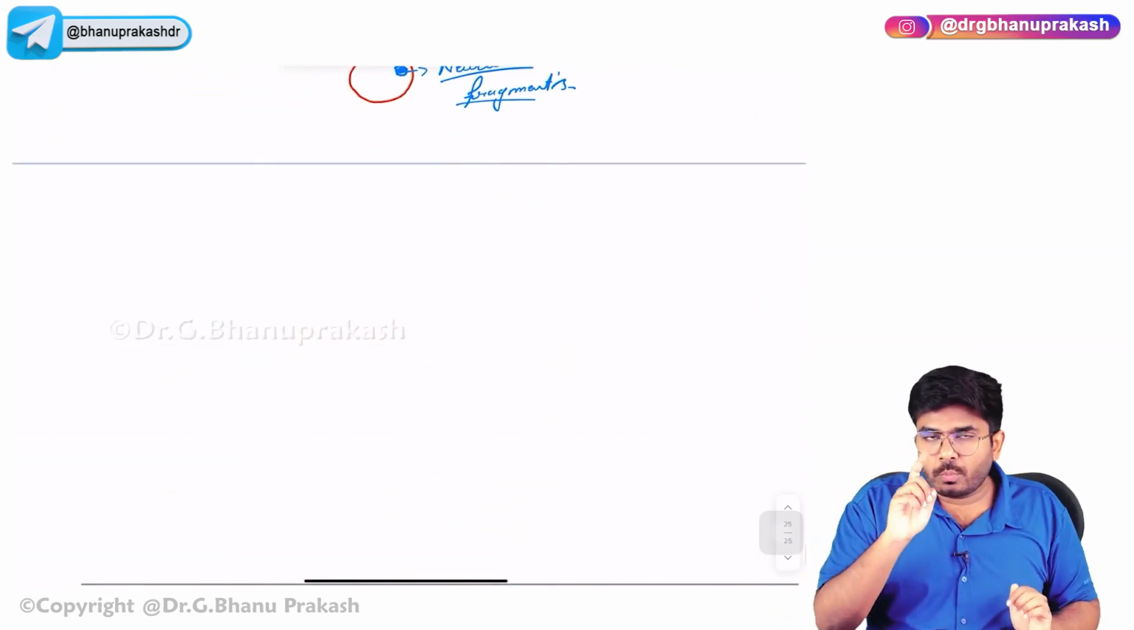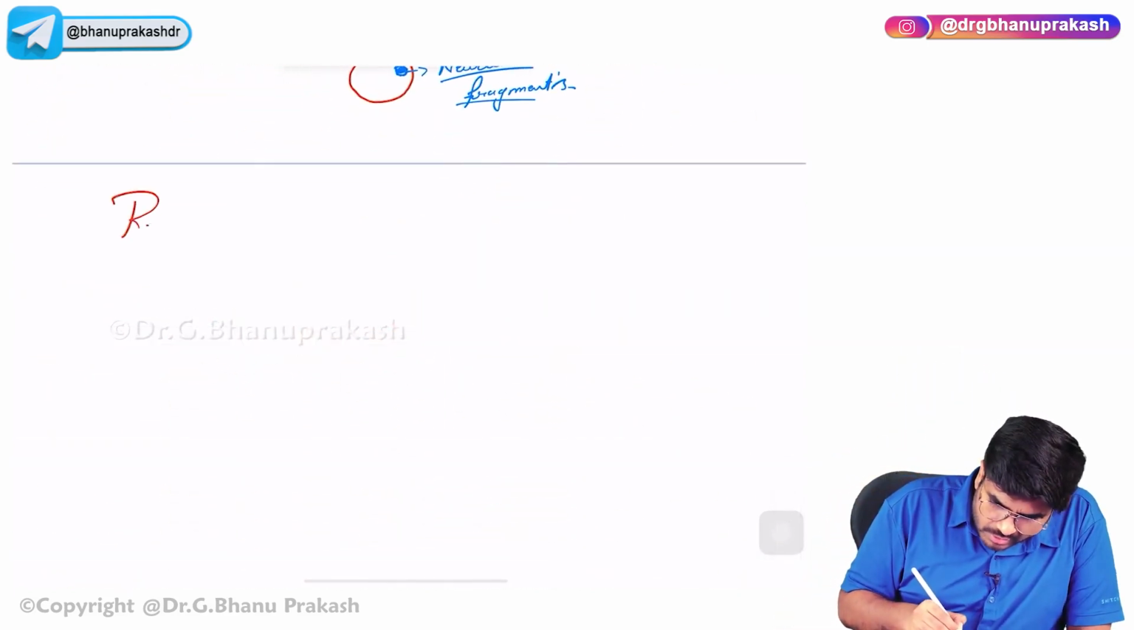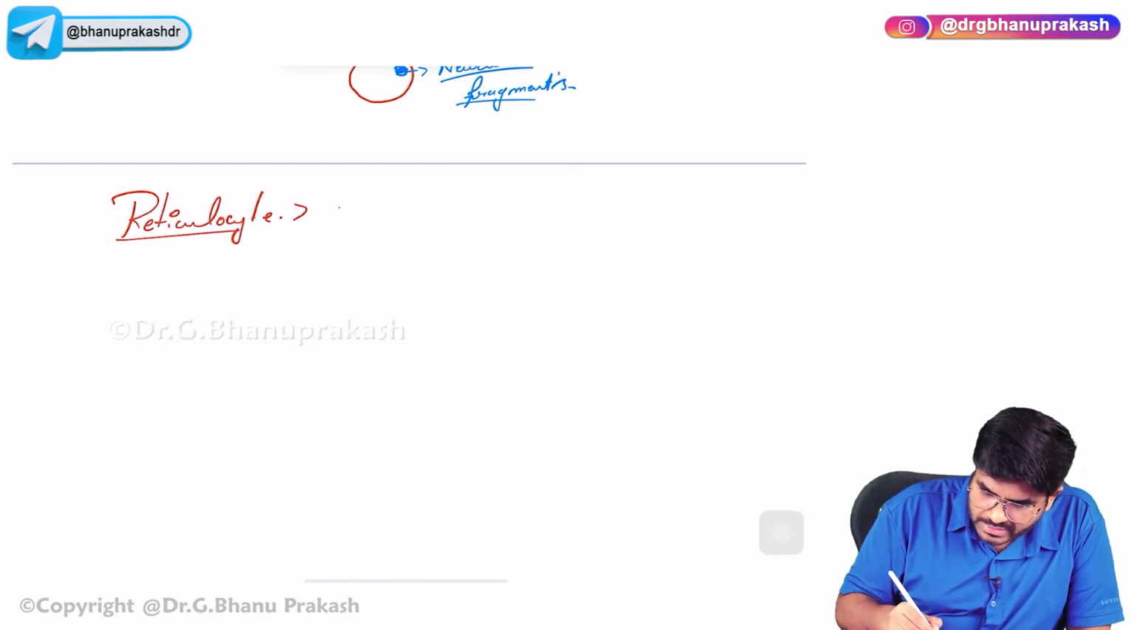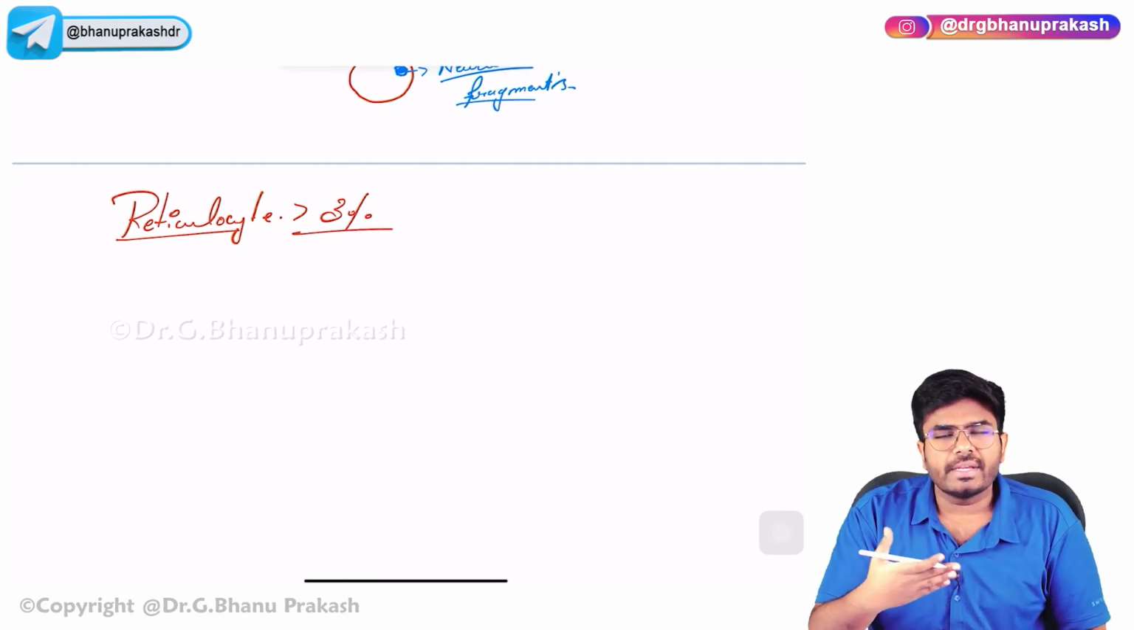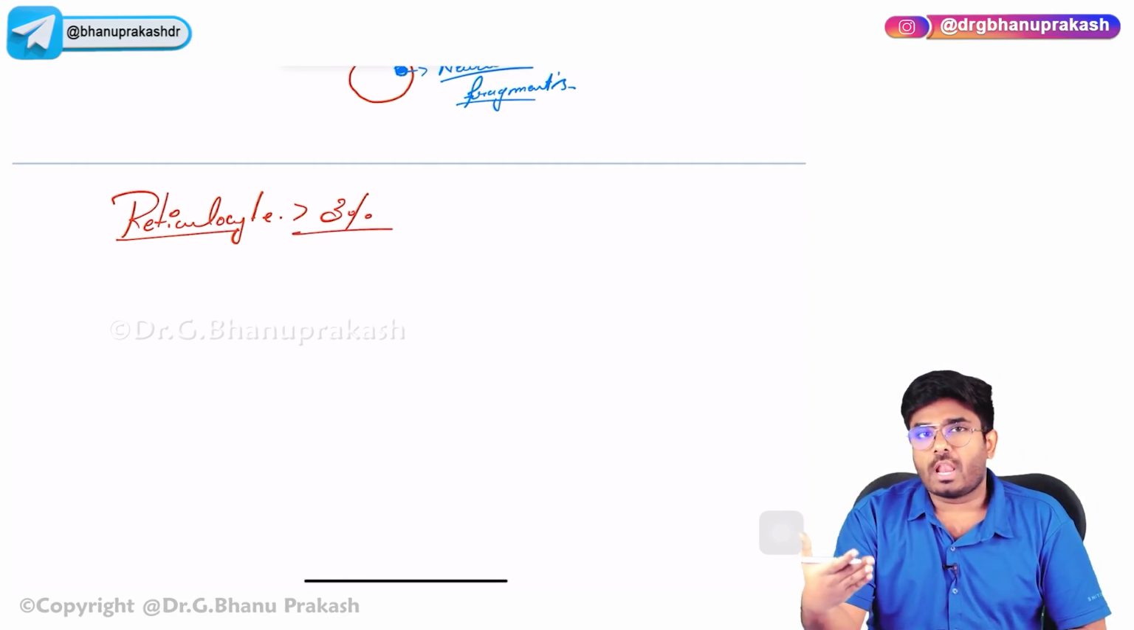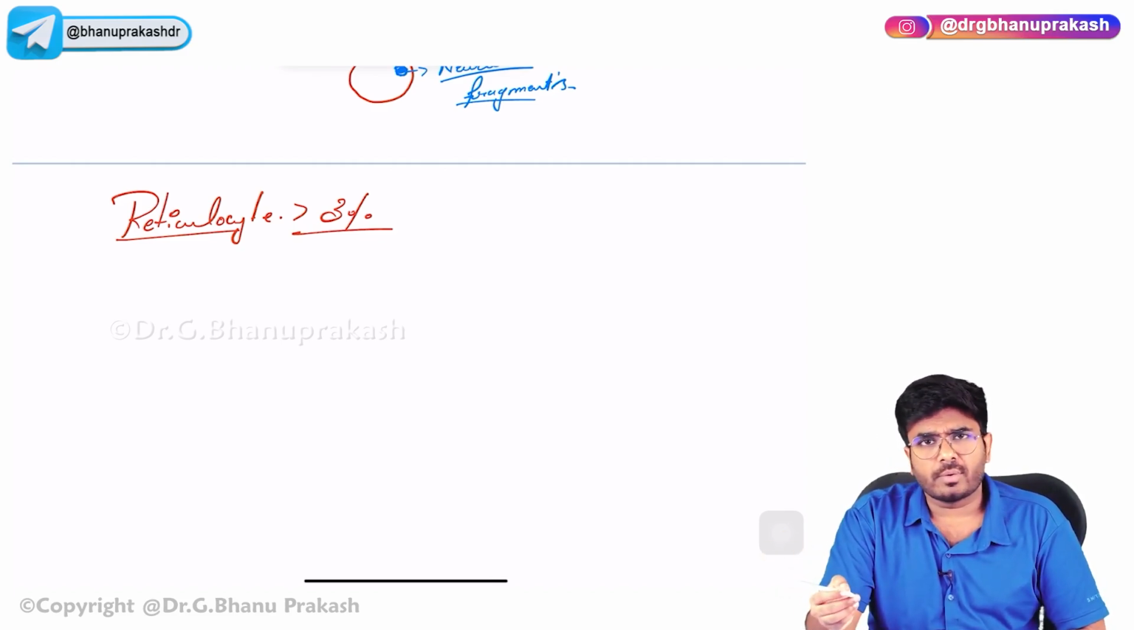So in these patients, two points which I want you to know: if you check the reticulocyte count, the immature RBC, the reticulocyte count is going to be more than 3%, because the bone marrow is still okay and it is trying to compensate the loss. So reticulocyte count is going to be more than 3%.